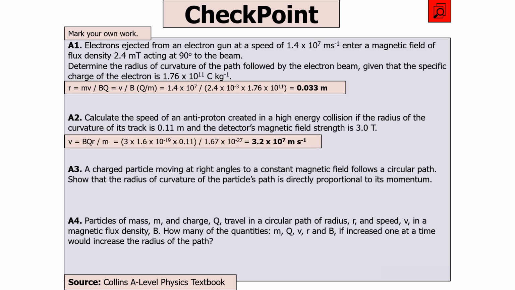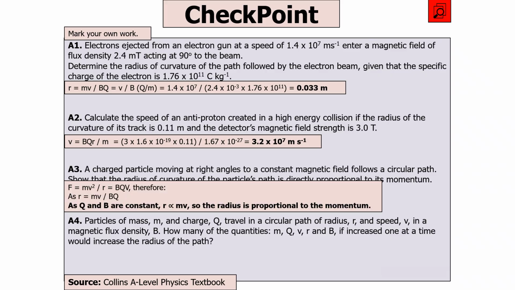Next one, we rearrange it to make v the subject. v equals bqr over m. We're given the mass of the antiproton, which is the same as the proton on our equation sheet, 1.67 times 10 to the minus 27 kilograms. Pop all the values in and we get 3.2 times 10 to the 7 meters per second.